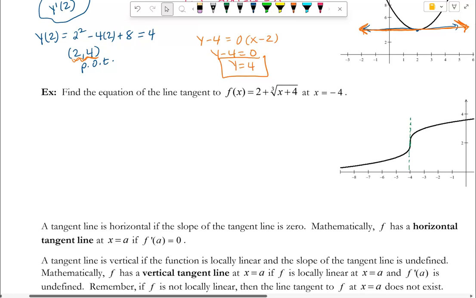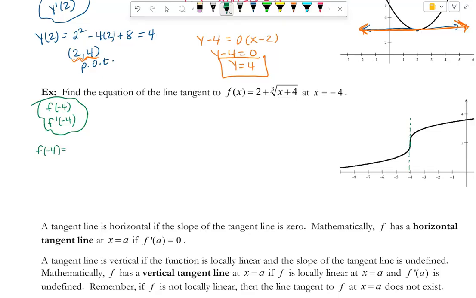All right, so again, if I'm writing the equation to the line tangent to f at x equals negative 4, that means I need f of negative 4, and I need f prime of negative 4. So as I find f of negative 4, that's just 2 plus the cube root of negative 4 plus 4. Well, negative 4 plus 4 is 0. The cube root of 0 is 0, so that's just equal to 2 plus 0, or 2. We said our point of tangency is at negative 4, 2.